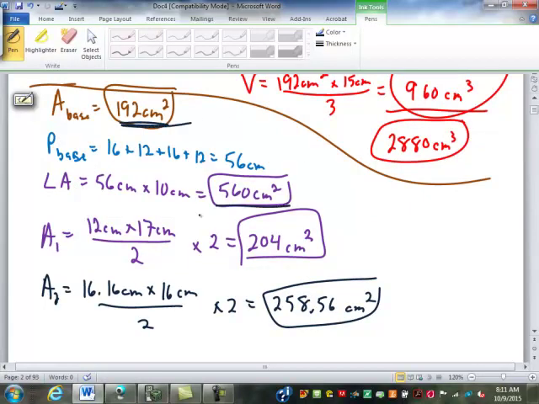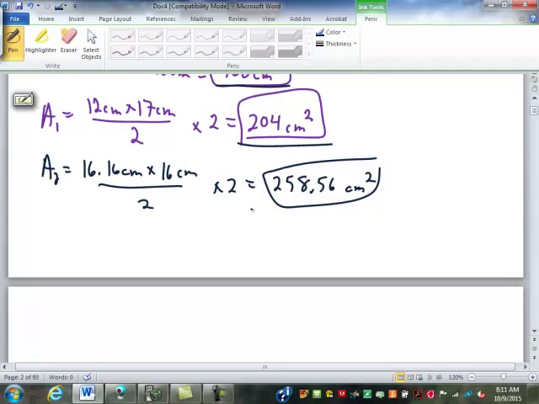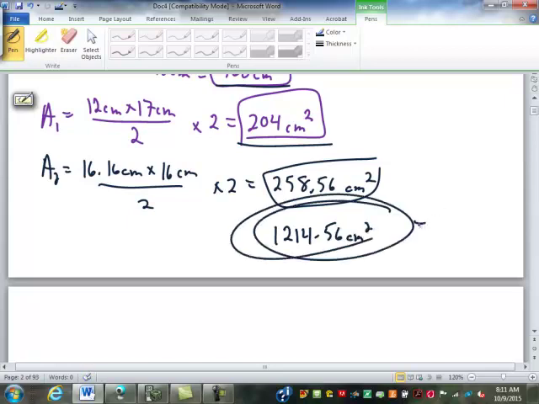So now we just got to add up those 4. 192. 560 makes 752. Plus 204 is 956. Plus 258. Was that 1214.56 centimeters squared is my surface area. Correct? What do you think? Good stuff?